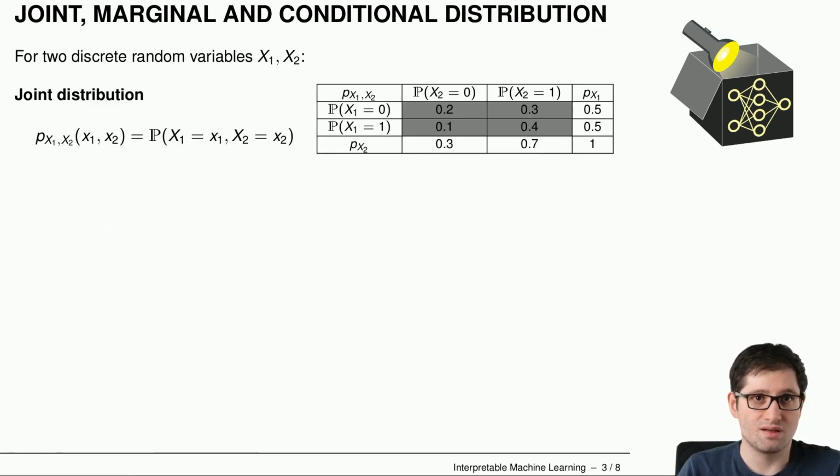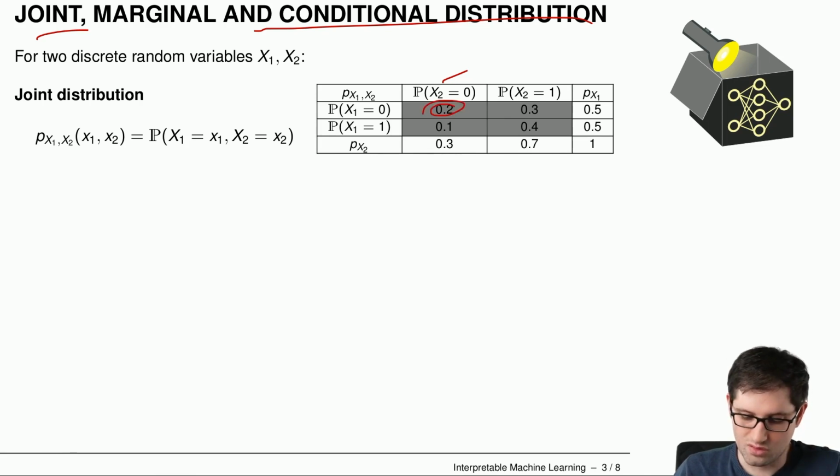Before we discuss the other topics, we will introduce a short recap of joint, marginal, and conditional distribution. The joint distribution is, for example, for two binary random variables computed by the relative frequencies of these two random variables. And you can see this from the values over here.